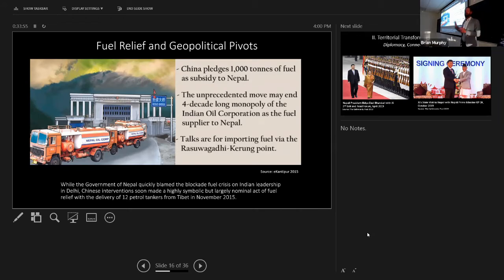So this move ended a four-decade-long monopoly of the Indian Oil Corporation as the fuel supplier to Nepal. And it led to further talks for importing fuel via the Rasuwagadhi-Kerung port.